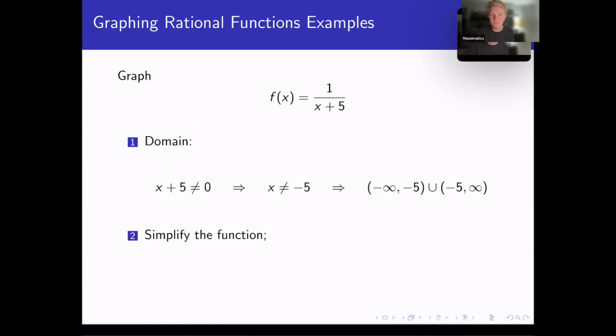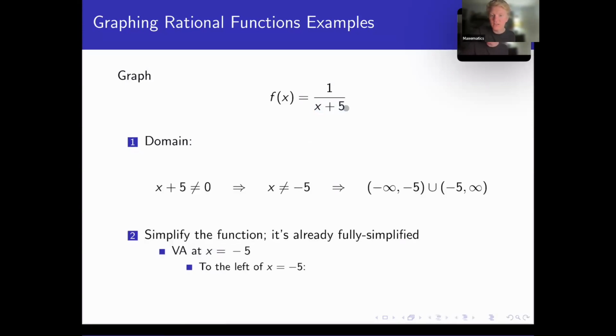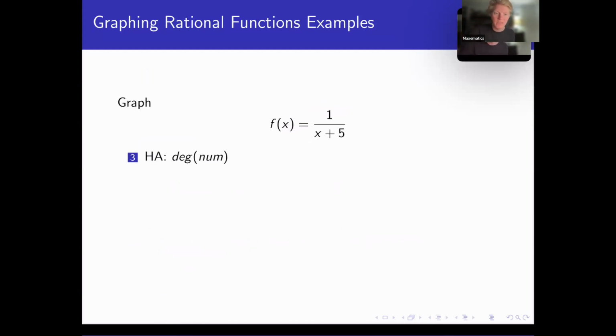Simplify the function. Well, in this case, there's nothing to simplify. So that means we have a vertical asymptote at the factor that didn't cancel out, which is x equals -5. To the left of -5, we're going to go to negative infinity. To the right of -5, we're going to go to positive infinity. And there are no holes since we didn't have any factors to cancel out.